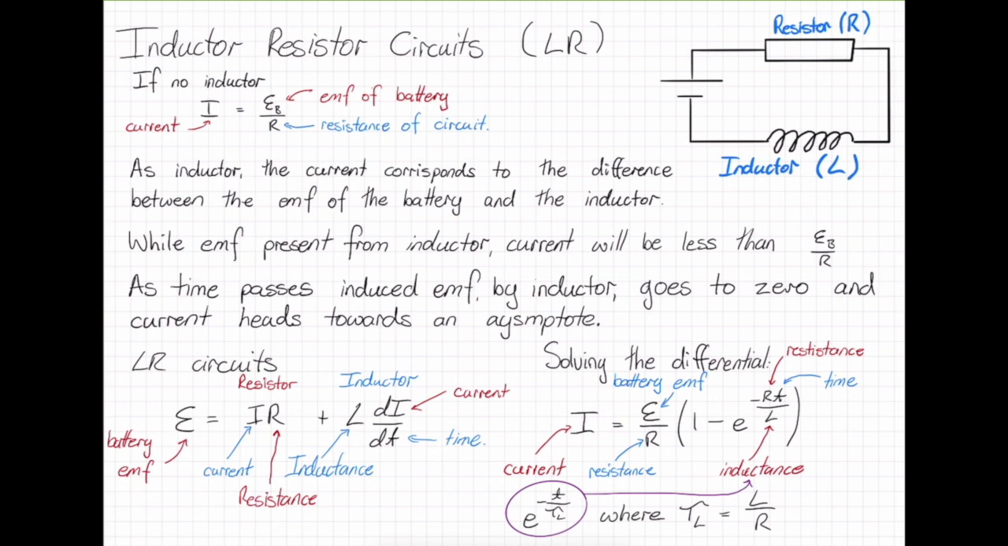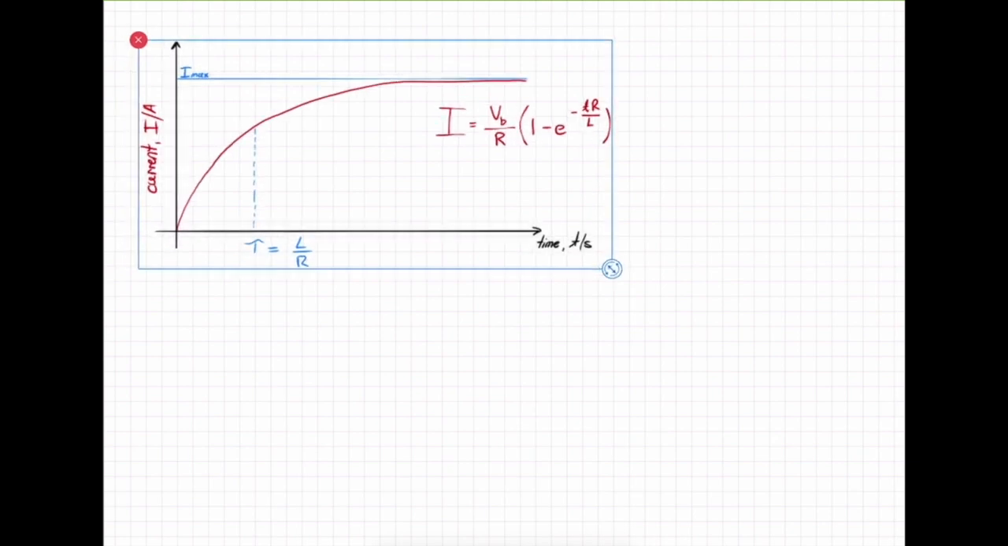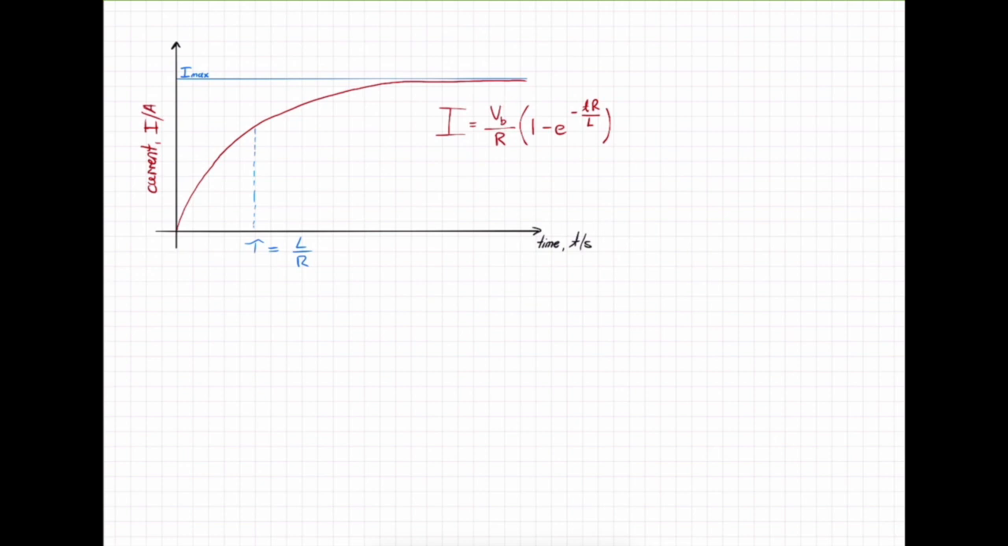So how does the current and EMF change with time? Graphing the equation for a charging LR circuit, we get a graph that looks like this. In this equation, we have that VB here is the voltage of the battery. We've got tau here as our time constant.